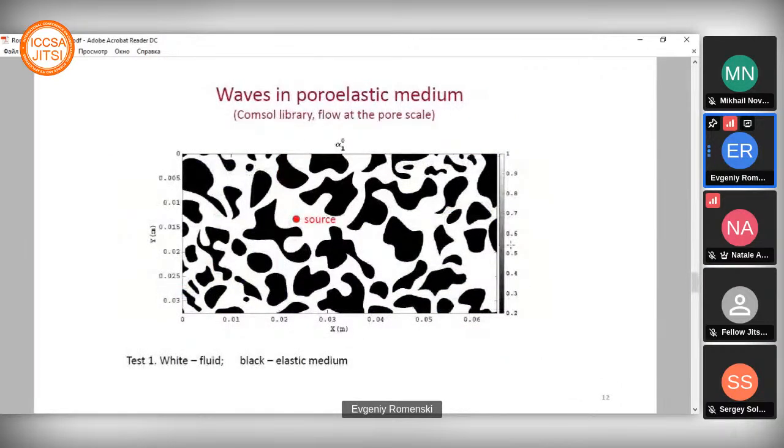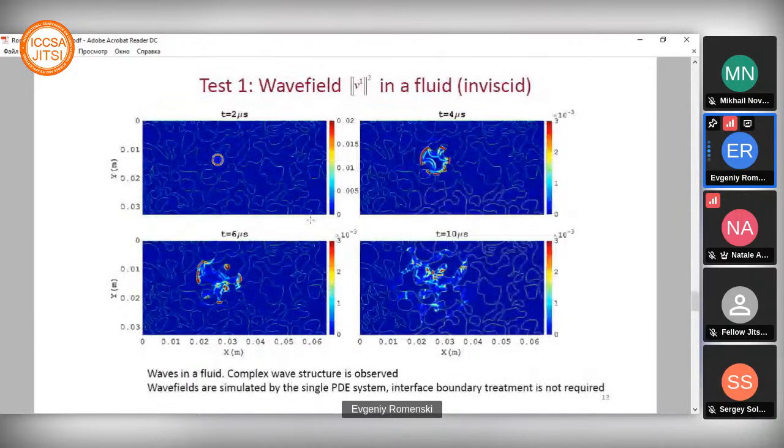This is an example of a more complex problem. It was taken from the COMSOL library. Here we have a fluid with solid inclusions. Black is a solid and white is a fluid. The wave was generated in the red point. Here we see the wave propagation in a fluid.